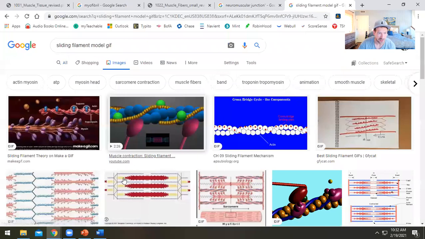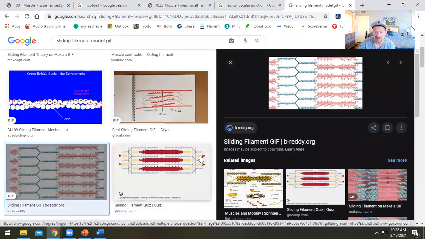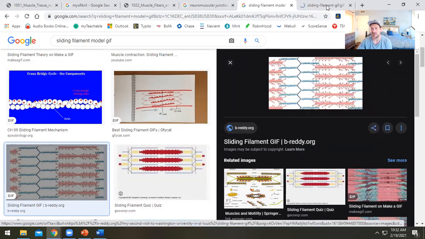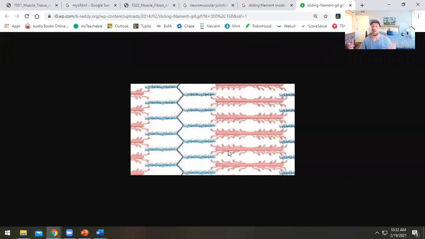I'm going to show you a little GIF here. Is that going to work? Animated GIF, please. There we go. So they slide across each other all simultaneously, right? They reach up, and that causes all of them to slide, and that causes your muscles to shorten.